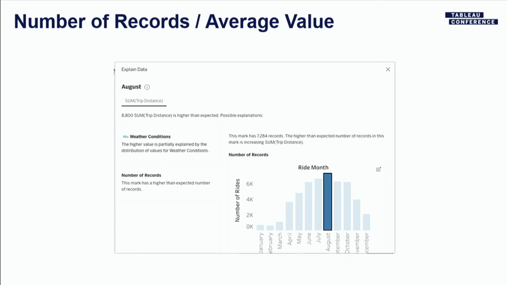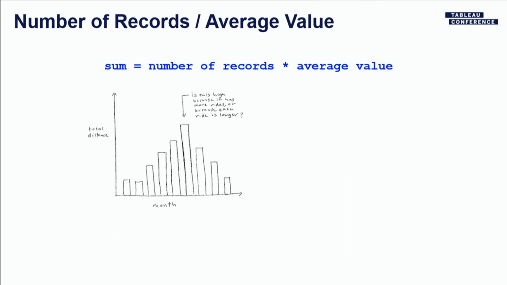So the next type of explanation is number of records or average value. Again, we're going to look at our example where people rode bikes more in August. We want to ask, is the reason why people rode bikes more in August because people took more rides, or because the average distance of each ride is longer? This type of explanation only works for sums. Basically, we can look at each sum as the number of records times the average value of each record.